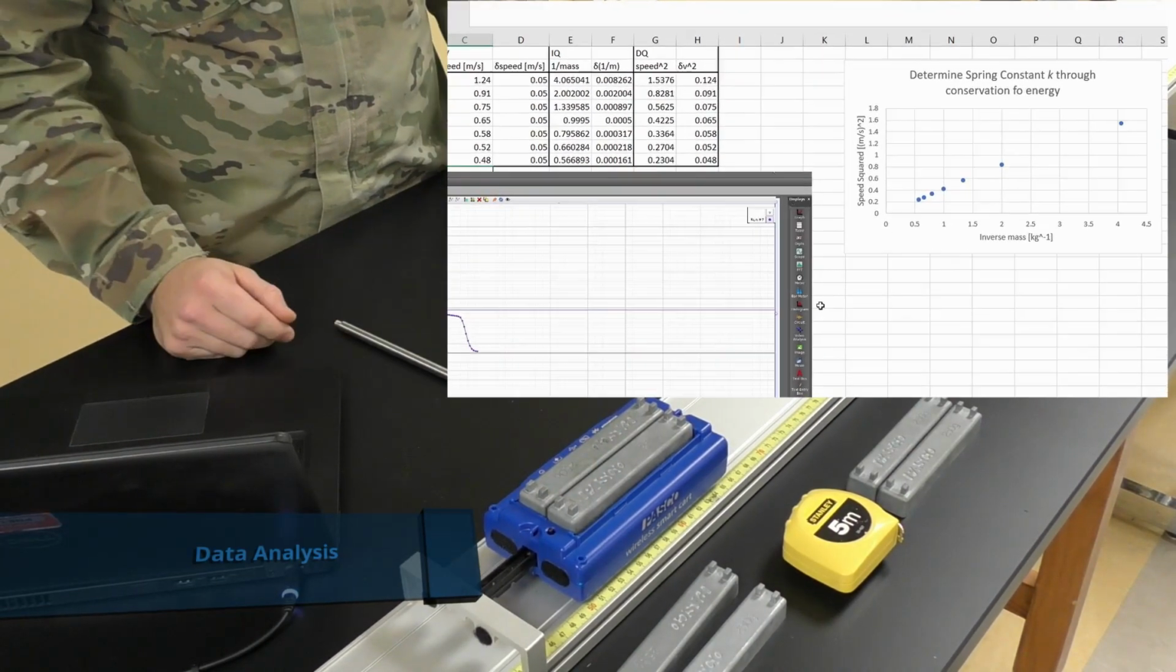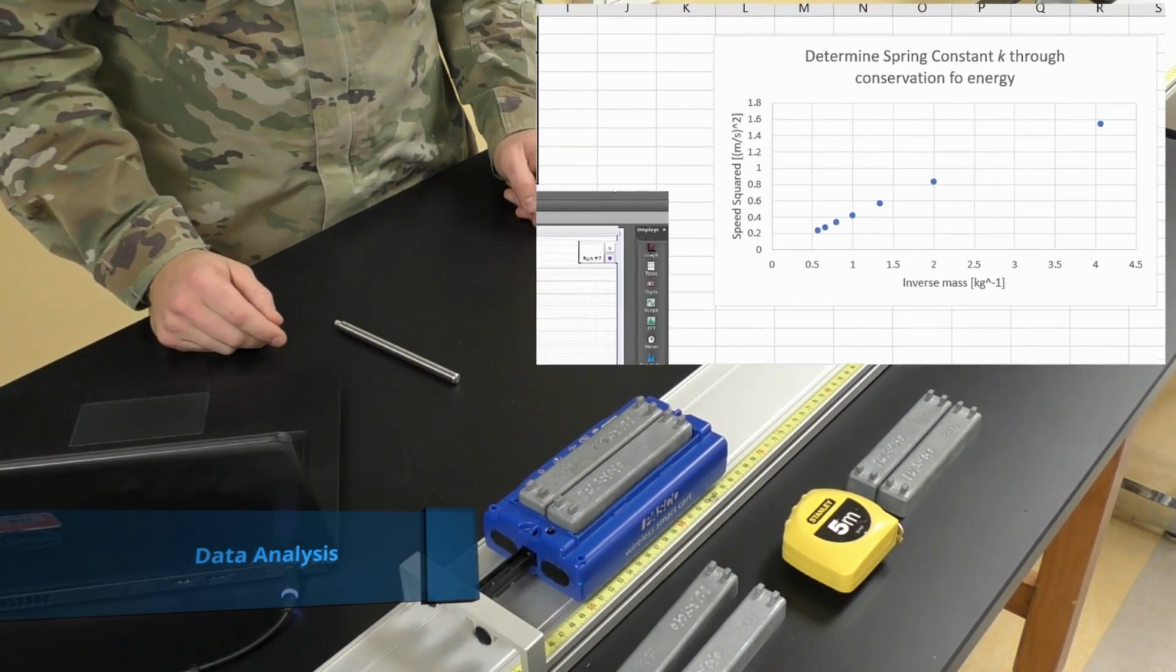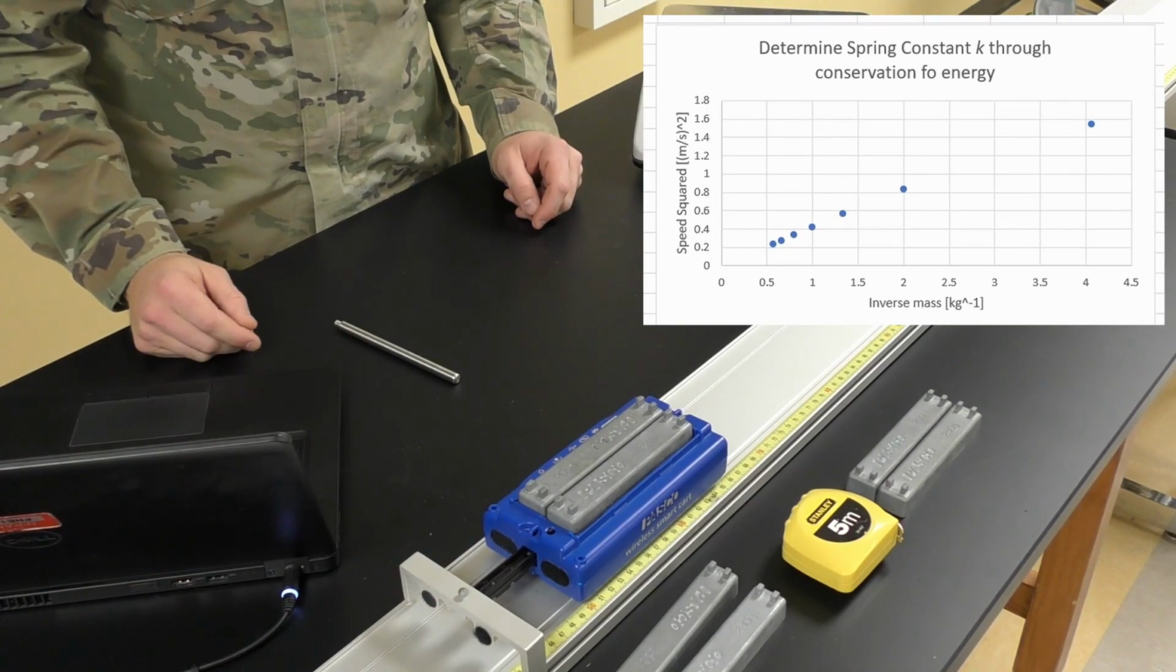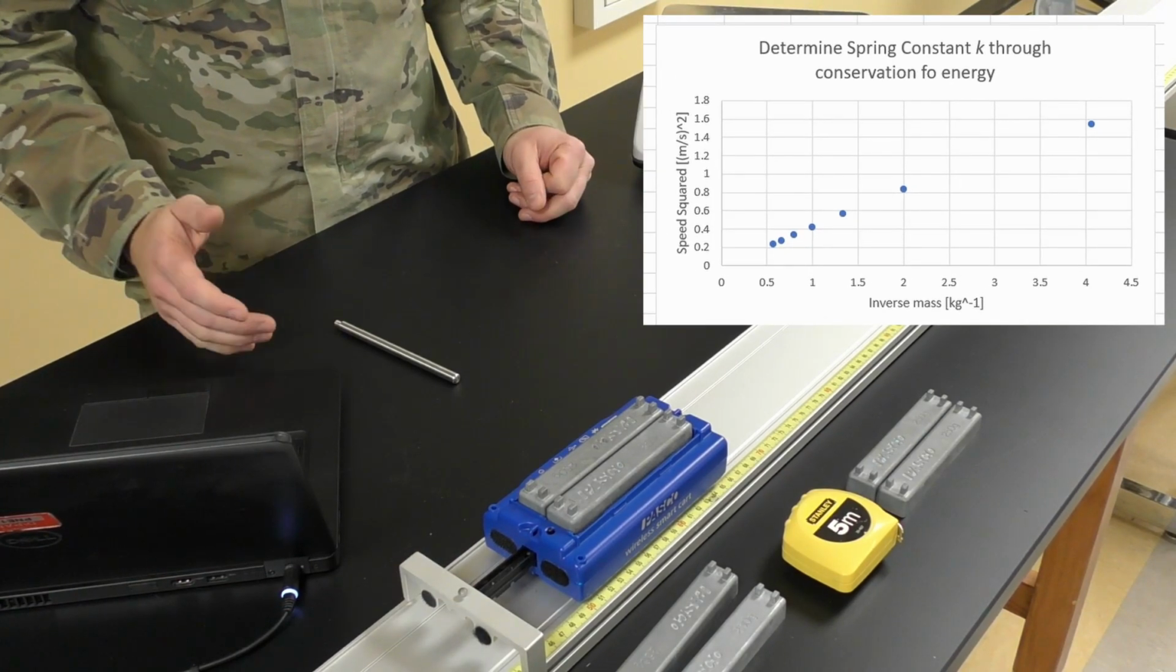So now we've gone through, we've collected all of our data. We have 7 data points in total. So then it looks like our data fits a linear trend, which is good. So we're going to move forward with this data.